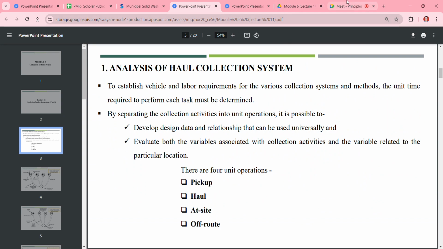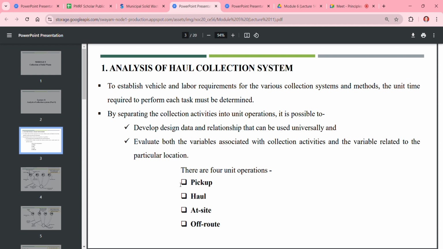Are you able to see the screen? Yes, sir. Okay, so there are two types of collection system basically. One is haul collection system, and one is stationary collection system. In haul type of collection system, you are collecting the dustbin from one point, you are emptying it at the haul site, and then you are again putting that dustbin at the haul side.